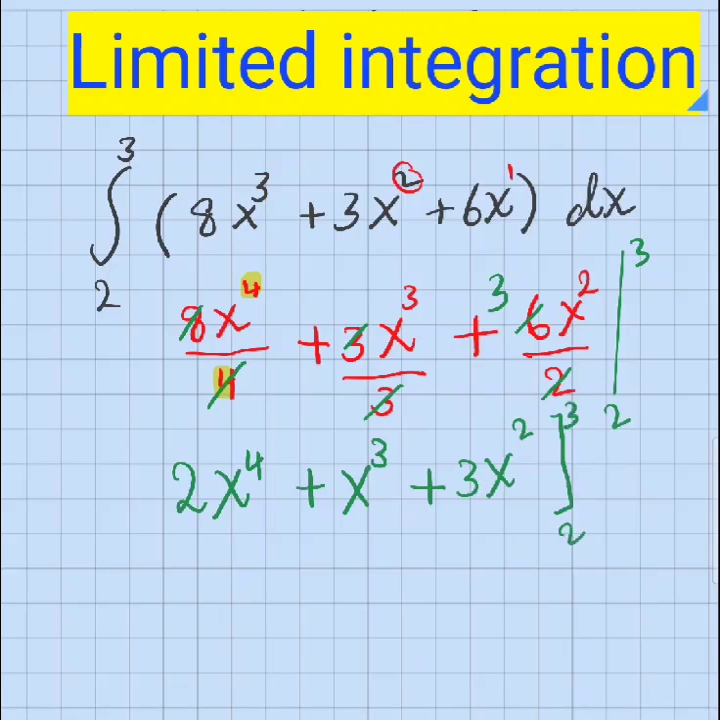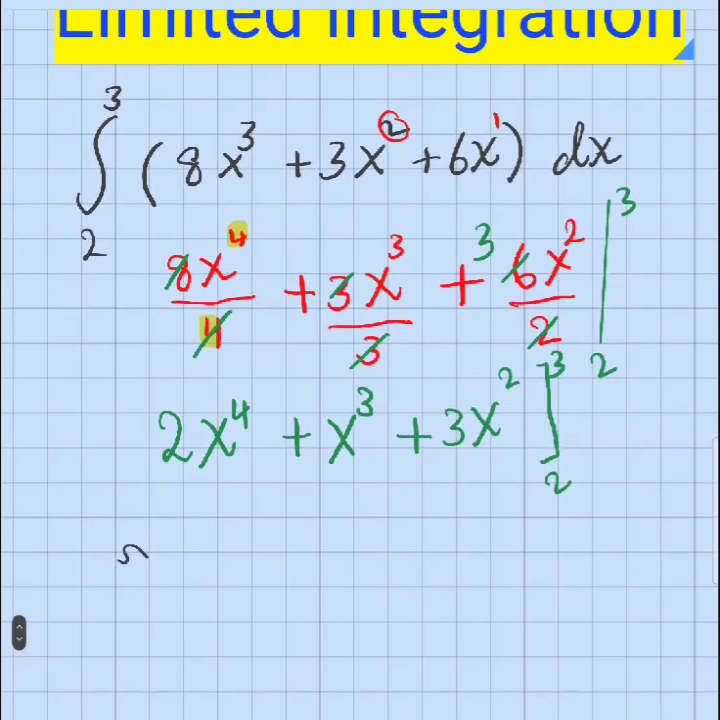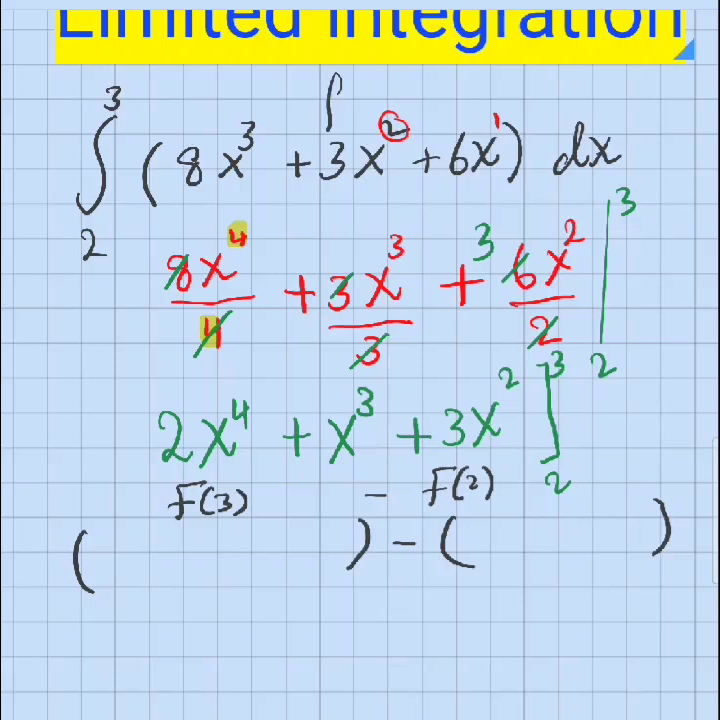Now this is going to equal f of 3 minus f of 2. And keep in mind, this expression here represents lowercase f of x. And this expression is the antiderivative, which represents capital F of x. So we're going to plug in 3 and 2 into capital F of x.